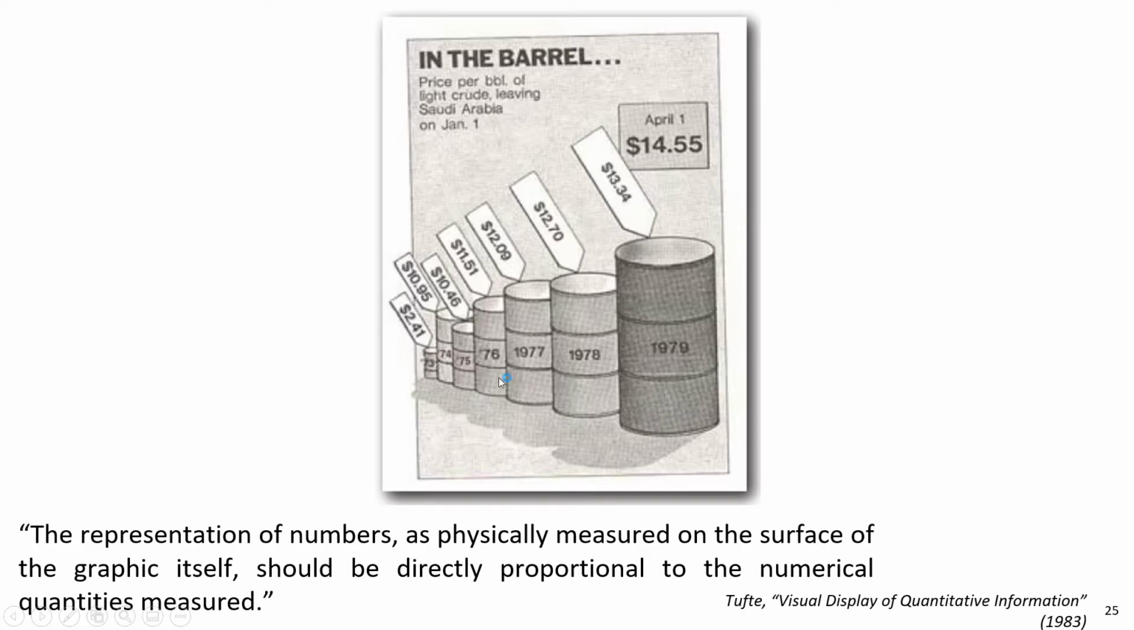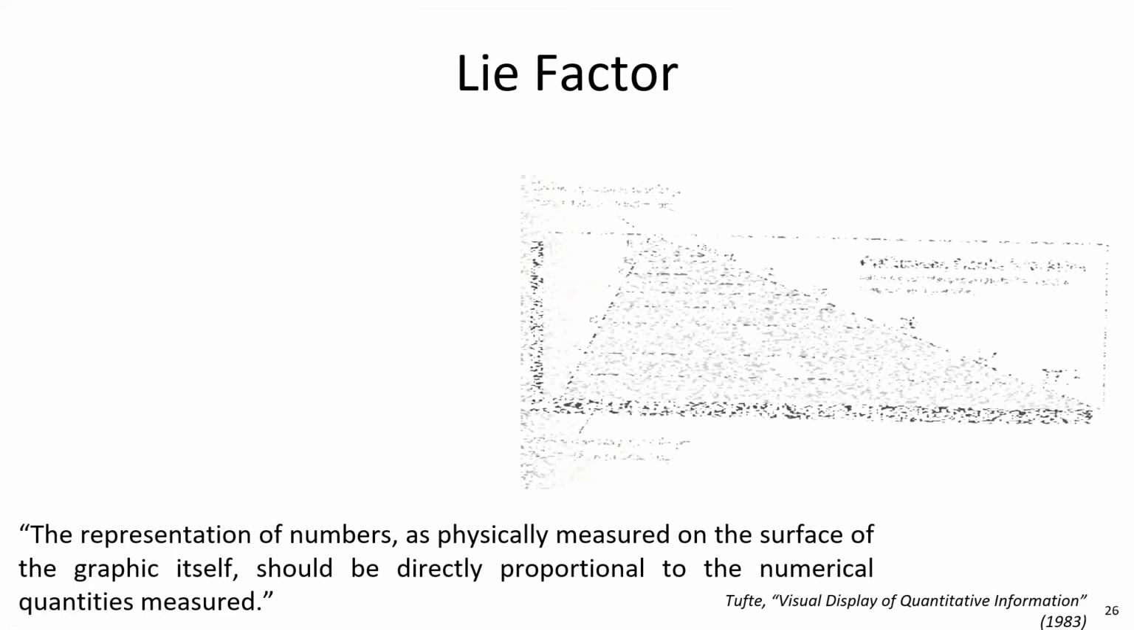Because this is 3-dimensional, the barrel in the front is way bigger than the barrel at the back, and the barrel at the back is $2.41, and this is $13.34. I guarantee you, this would be a bit more than 6 times this. That is way more than 6 times between 73 and 79. Hell, 78 to 79 is a difference of less than $1, and it's a huge difference in the size of the cans. It's a lie factor.